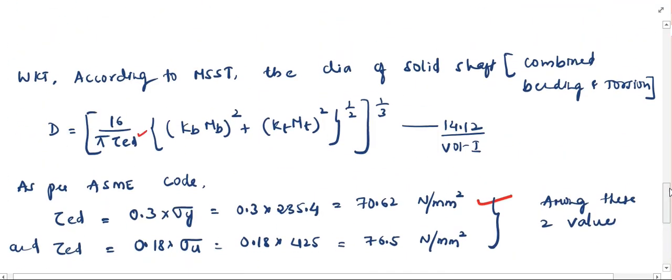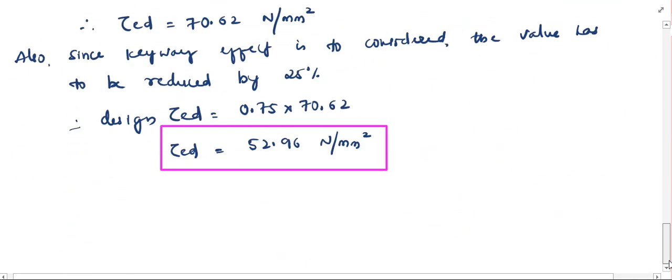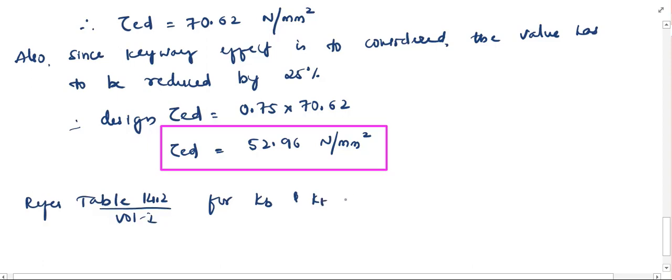Now come back to the equation. In this equation we have two more unknowns, KB and KT. So let us find KB and KT. These KB and KT are the shock and endurance factors. For that we have to refer to the data handbook table number 14.2 for KB and KT values. Here the condition is given as a minor shock condition.